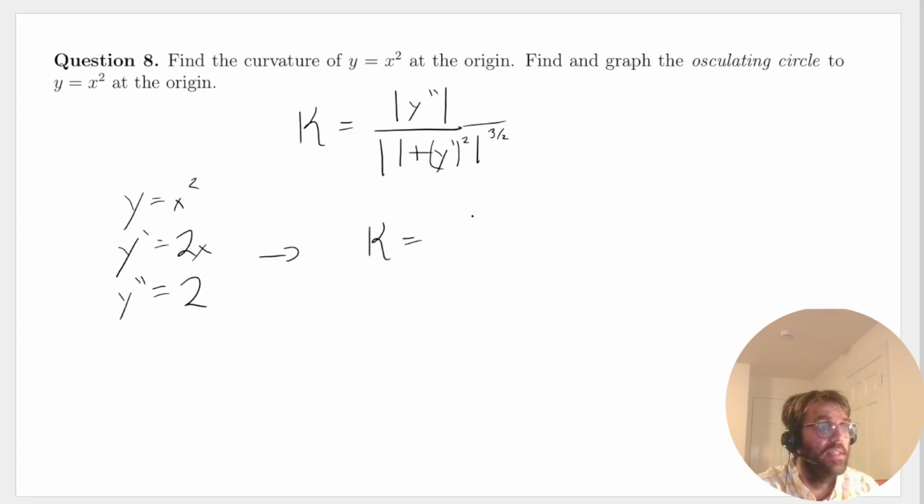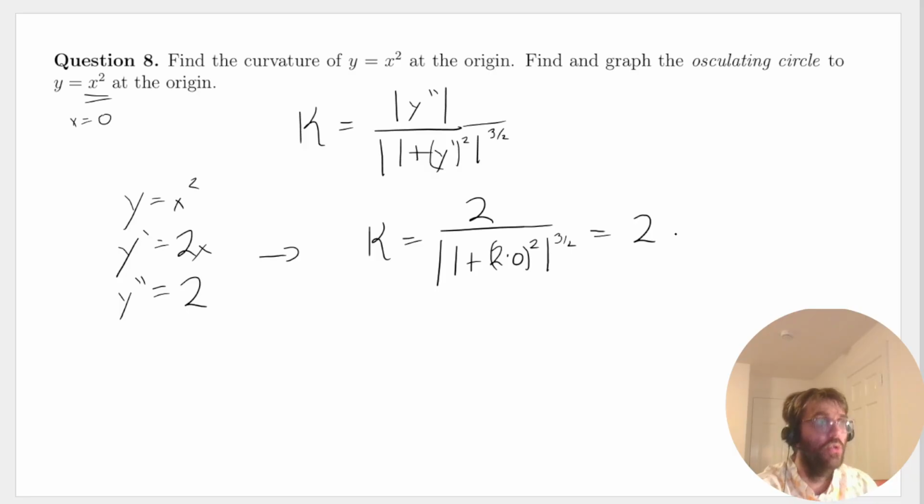Kappa just is 2, that second derivative, absolute value, I should say. At the origin, that means x equals 0, is what we're doing down in the denominator. We're going to go 1 plus 2 times 0, 2x squared, to the 3 halves. This is just 2. It's another one actually where its kappa is this.